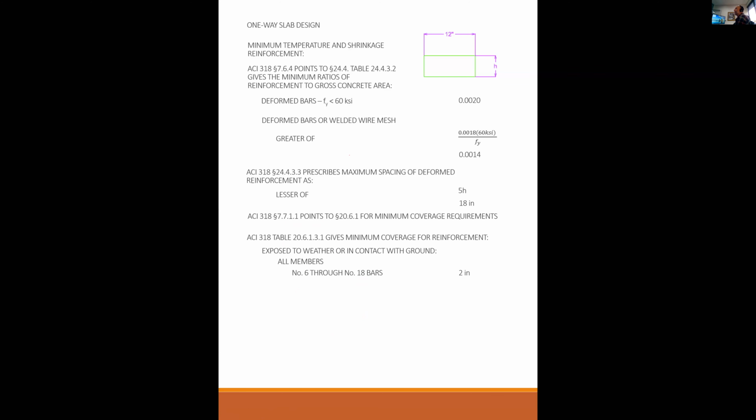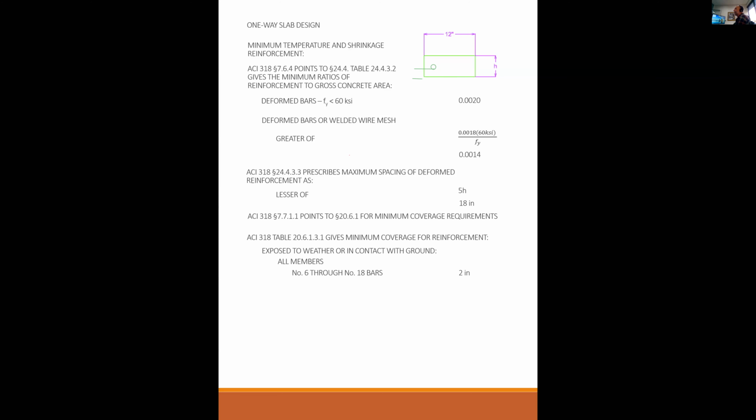And when I say coverage, let me draw you a little picture here. Say this is my slab. There's my rebar. The coverage requirement is from the bottom of the bar to the nearest exposed face. That's what's known as coverage. It's not to the middle of the bar, it's to the bottom of the bar.